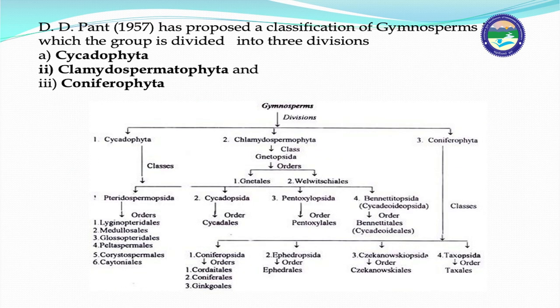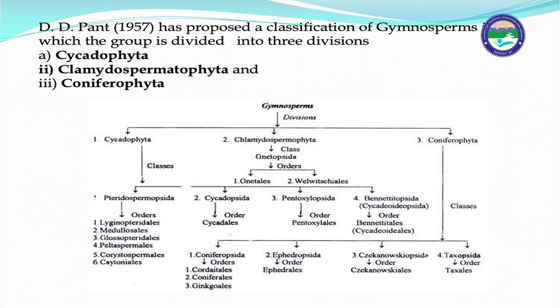In 1957, D.D. Pant proposed a classification of Gymnosperms in which the group is divided into three divisions. The first one is Cycadophyta, the second Chlamydospermophyta, and the last one is Coniferophyta. An outline of Pant's scheme of classification of Gymnosperm is represented by means of a flowchart. Here you can see that the Gymnosperm is divided into three divisions, the Cycadophyta, Chlamydospermophyta and the Coniferophyta, which are further divided into classes.